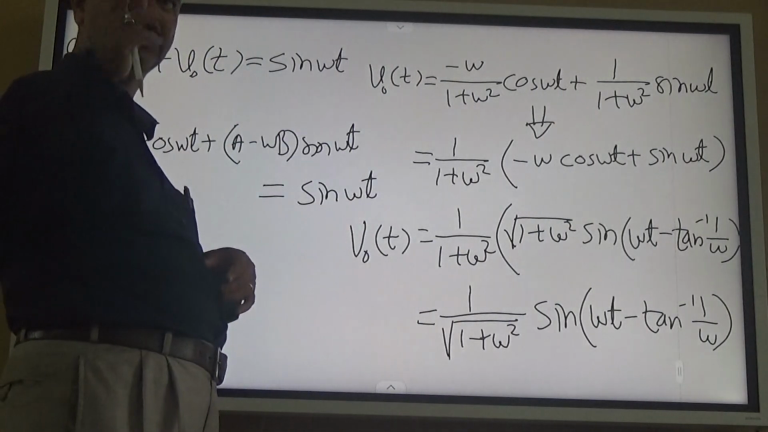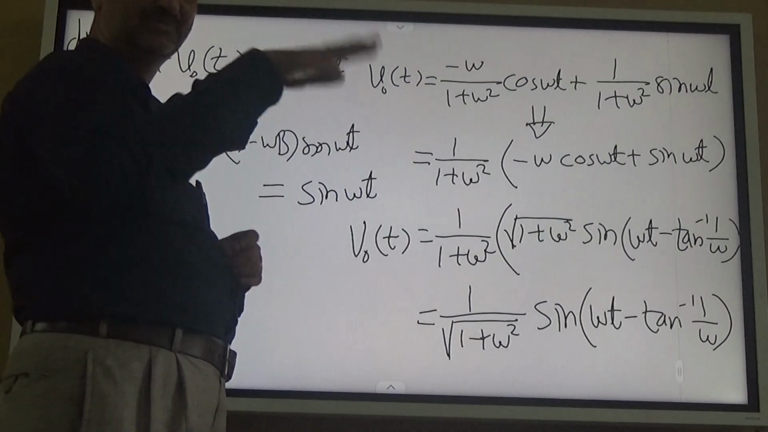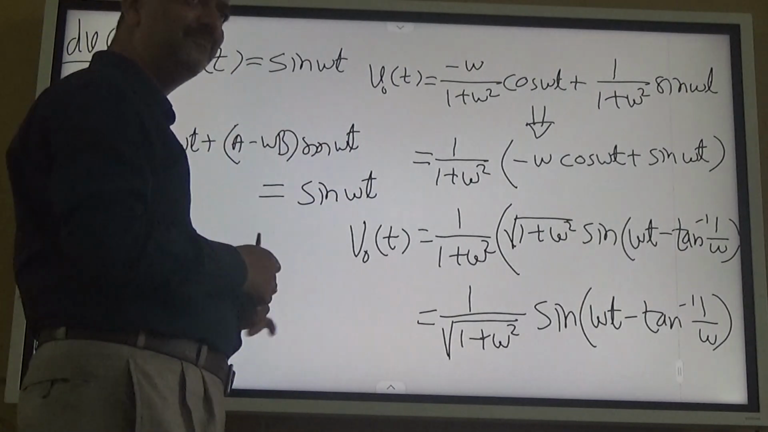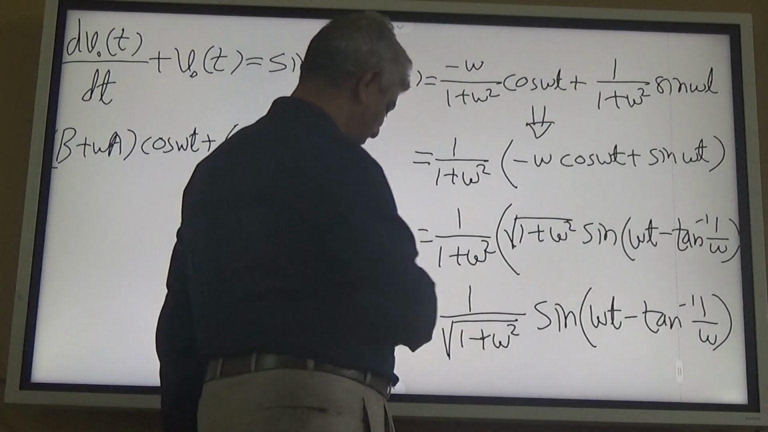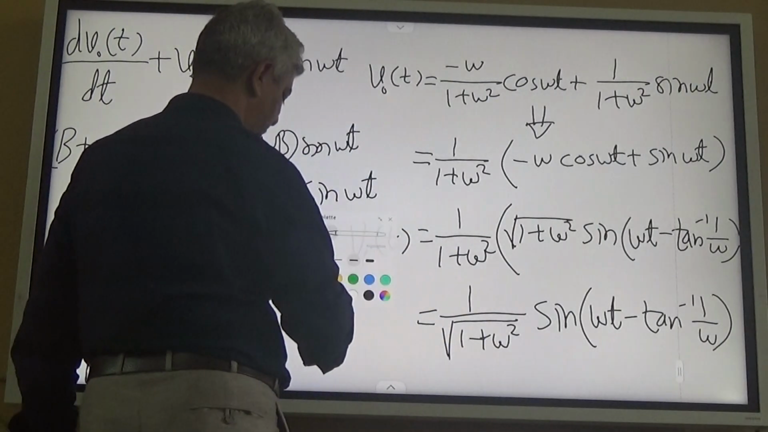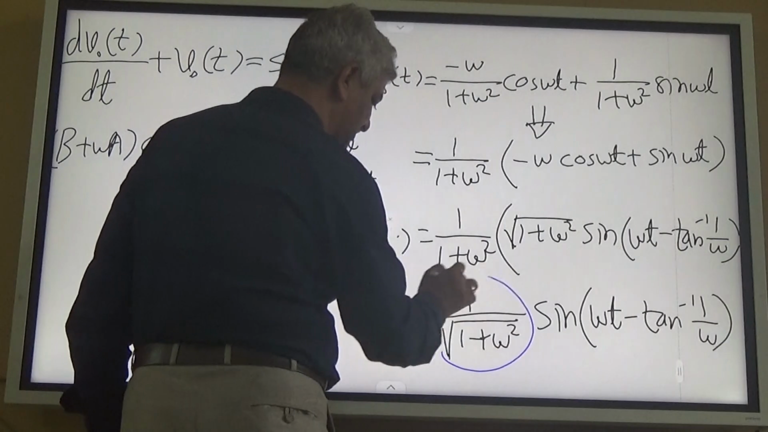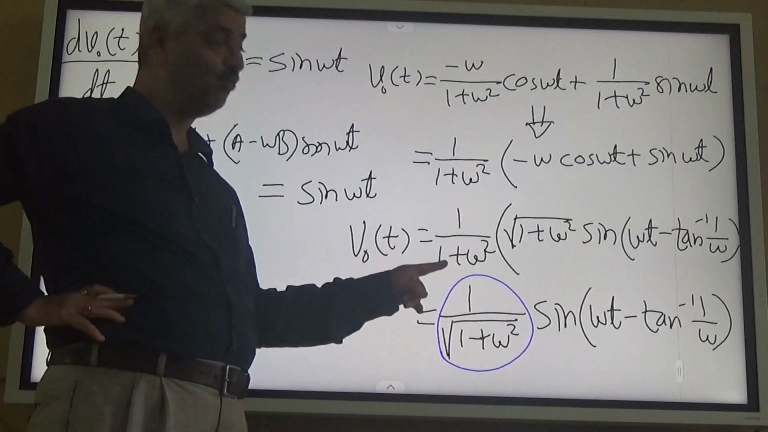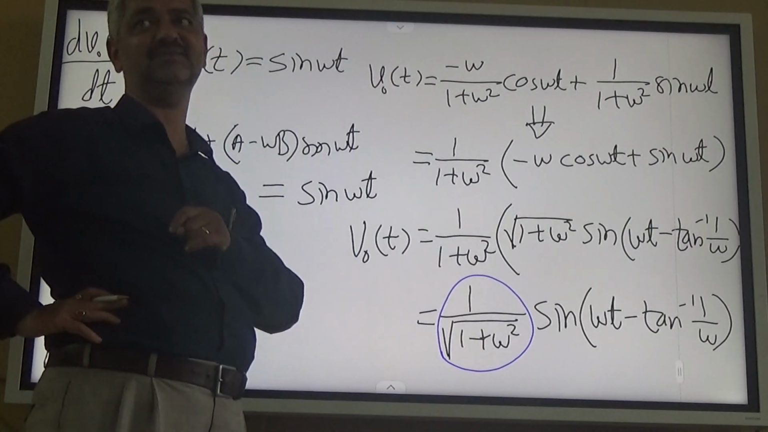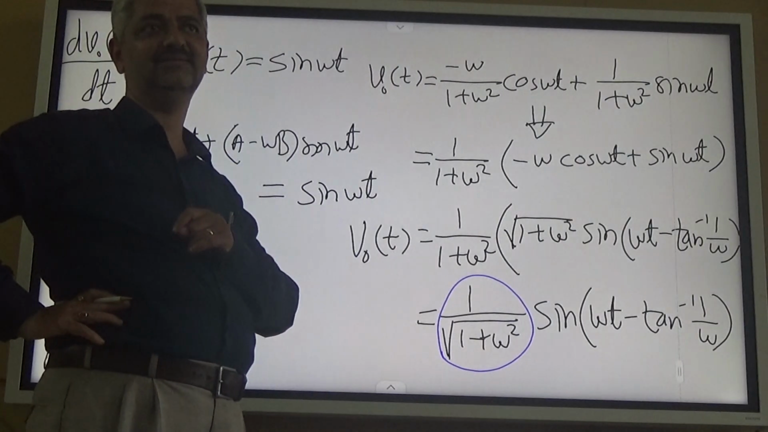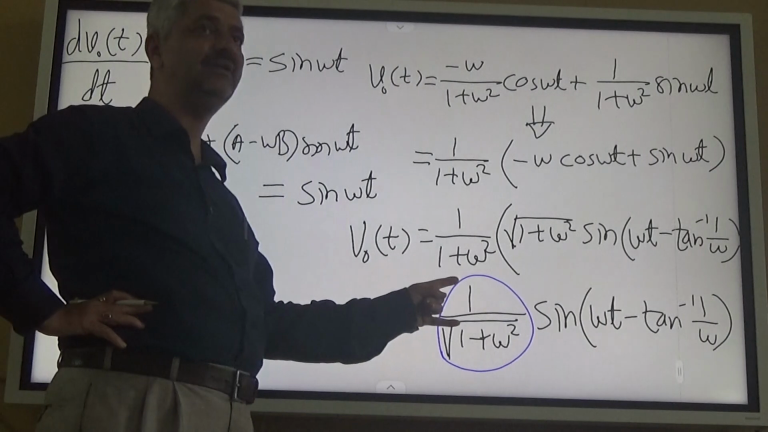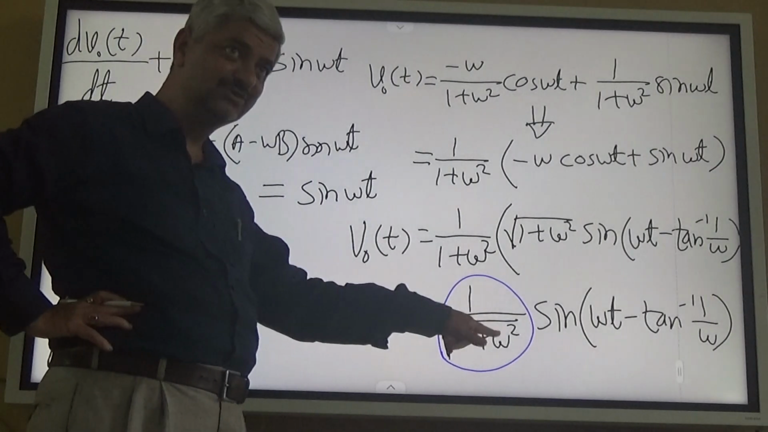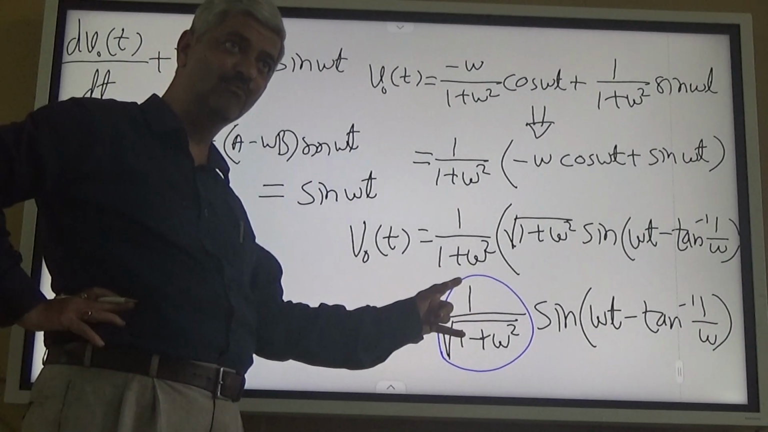So you have to verify both things, 1 upon omega, minus or plus. But ultimately what we get is this amplitude. So what happens when omega is less? The denominator will be less, so the total amplitude will be more.